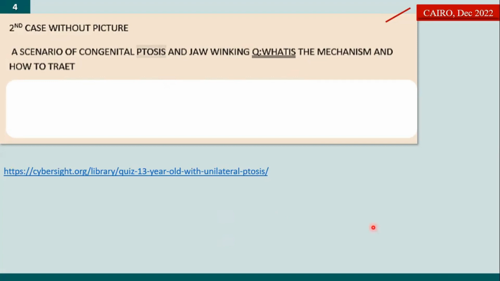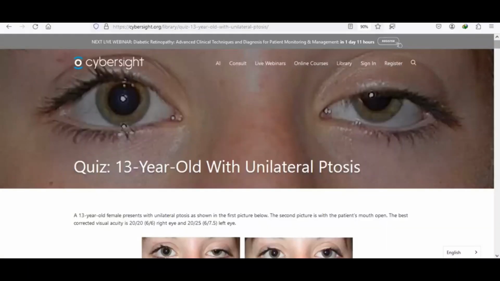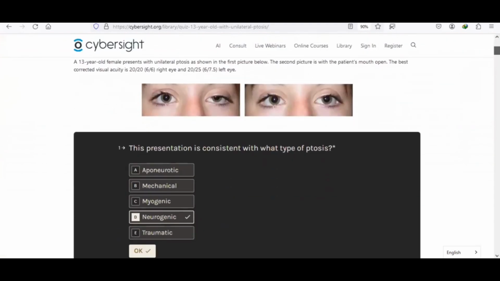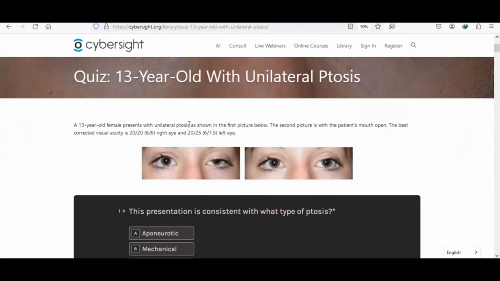Before we talk about this experience, I will return again to the cyber quiz, because this case scenario in the viva station was similar to this cyber question. A 13-year-old female presents with unilateral ptosis as shown in the first picture below. The second picture is with the patient's mouth open. So whenever the examiner says anything related to mouth movement, like opening the mouth or jaw movement, the first thing that should come to your mind is Marcus Gunn.